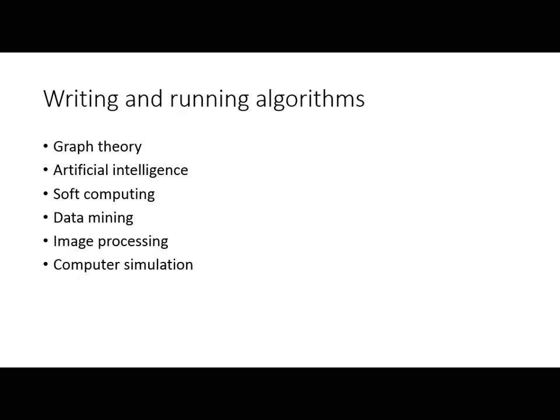So all of this data analysis, since we're dealing with huge data, it's impossible to do by hand, right? You wouldn't be able to get through a lot of this data in your lifetime. So you need computer programs and algorithms to churn through a lot of this data for you. These algorithms are based on graph theory, artificial intelligence, soft computing, data mining, image processing, and computer simulations. So you've got a variety of different aspects of computer science coming together.